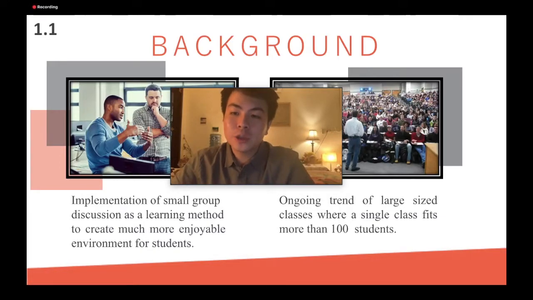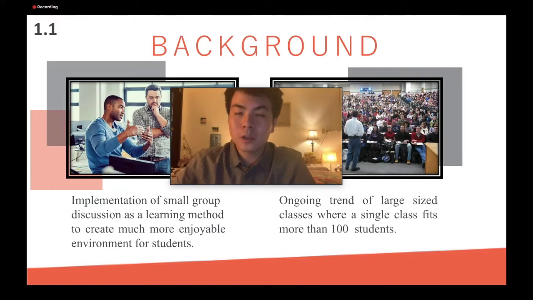Nowadays, there is an ongoing trend where a single class fits more than 100 students. Usually happens in so many Indonesian universities. This will certainly create a problem for medical students as they have little chance of developing their soft skill and social skill which they are required to have.